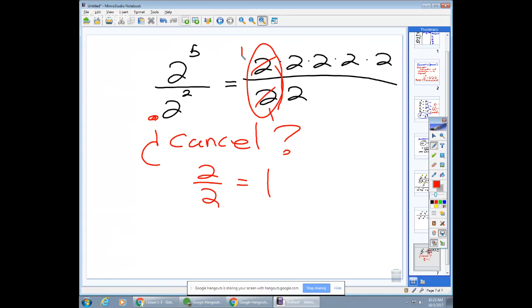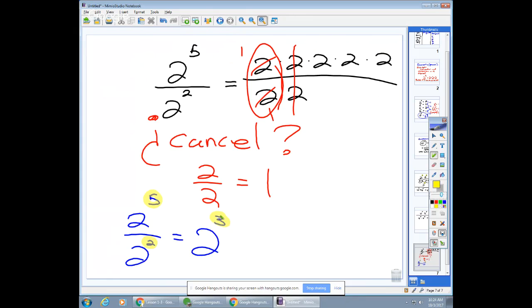And I can do that over here too. I can cancel those guys. So cancel means basically you're dividing and you have 1's left behind as multiples. So what we have is 2 to the 5th over 2 to the 2nd is equal to 2 to the 3rd power. So similar to before, there's a relationship between the exponents I started with and the exponent I ended up with. What's the relationship? Subtraction, yeah. So it turns out when you multiply 2 numbers with the same base, you add the powers. If you divide 2 numbers with the same base, you subtract the powers.